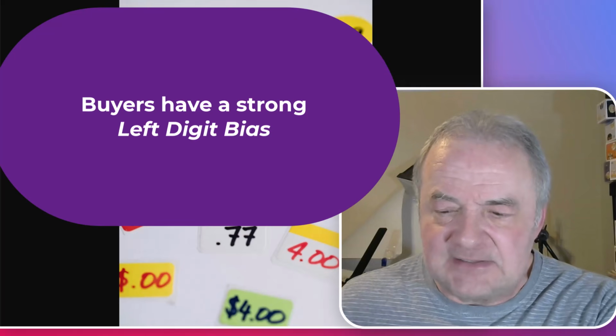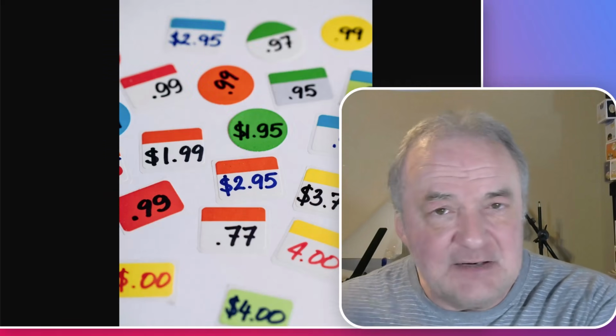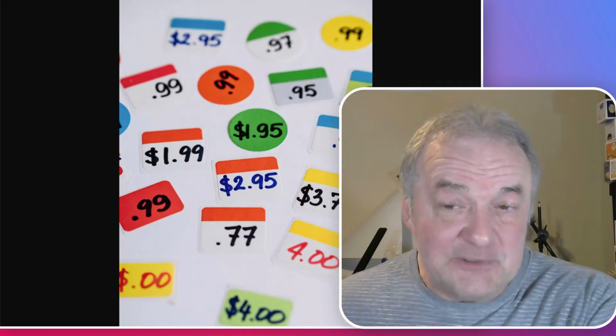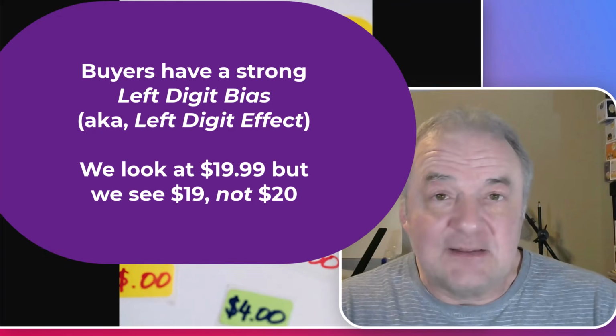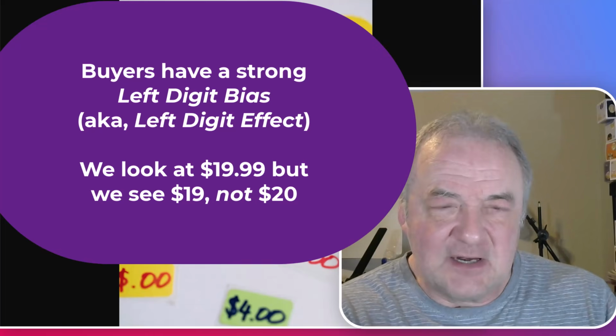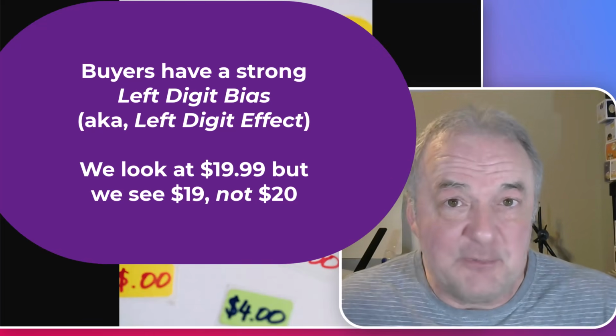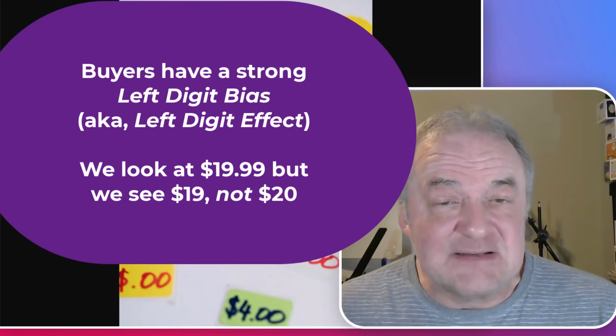So if something is priced $19.99, the buyer will always really focus on the 19 and kind of round down that 99 cents, which is good because it's 1 penny away from $20, but they just kind of mentally go 19 bucks. That's what we do when we're looking at price tags. So that left digit bias, or left digit effect, it's also called, is when we see $19.99 and think, well, that's just $19. We never think it's 20, even though it's 20. As sellers, we need to be pricing knowing this stuff.